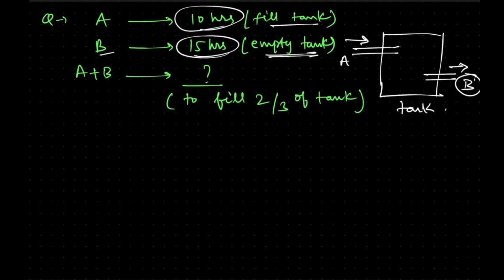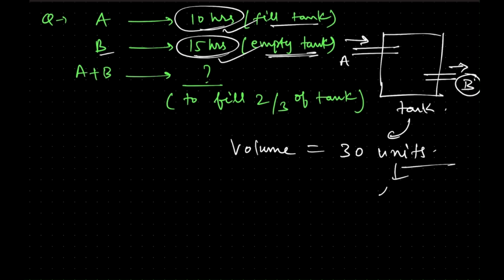So we will assume some volume of this tank. How much? We will assume it such that it easily divides 10 and 15. So we will assume 30 units because it can easily divide both. Why 30 units? Because it can be liter, it can be meter cube, or ml, just units. So what will be the rate at which A is filling the tank?